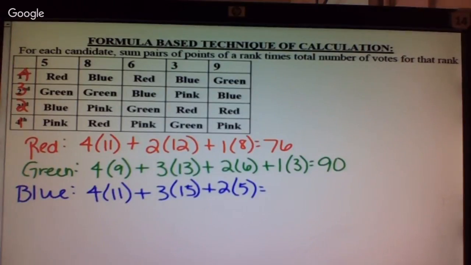Yeah. So blue never came in last, so we don't even have to worry about it. So what is blue's total?